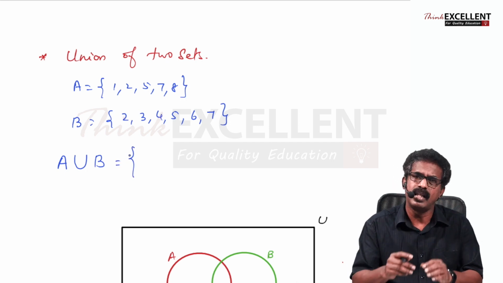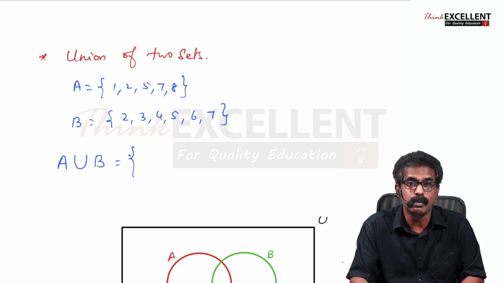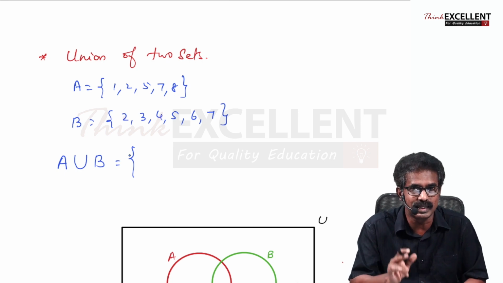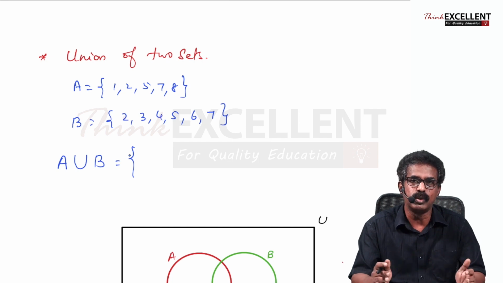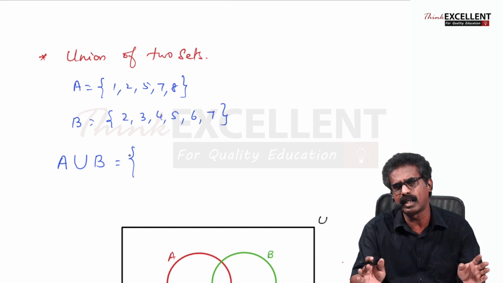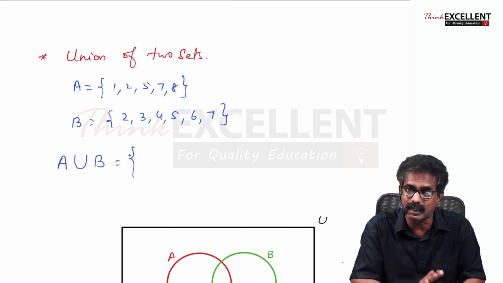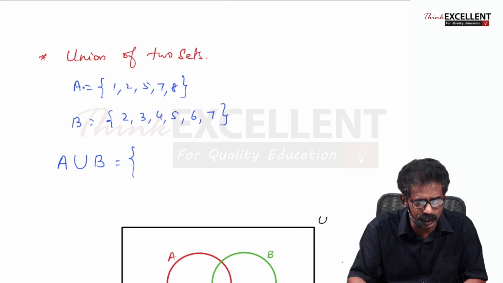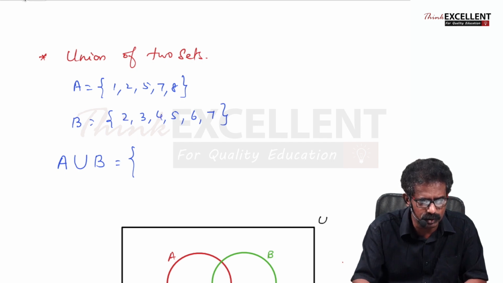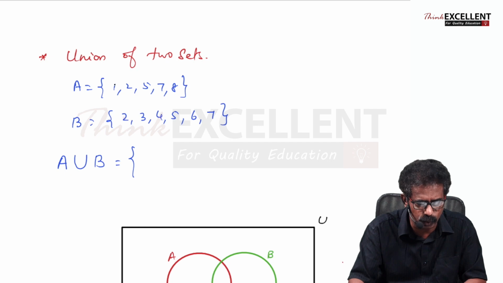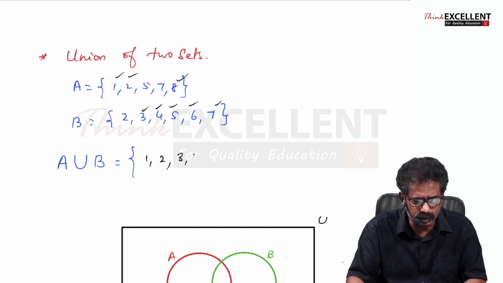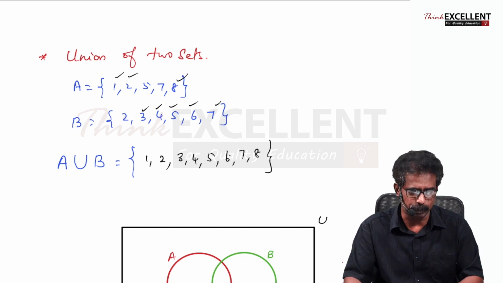What to do now? You write all the elements of A and B, every element, but you don't repeat. In a set, we should not repeat the elements, right? So A union B means you write all the elements which are in A and B without repetition. I'm going to write in order: 1, 2, 3, 4, 5, 6, 7, 8. We didn't miss anything. That is A union B.